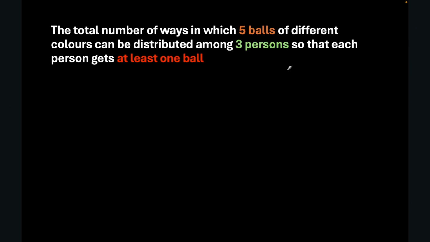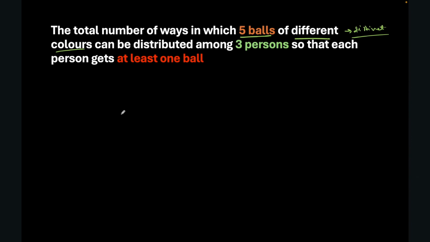Okay, so the final question for today is the total number of ways in which 5 basketballs of different colors, so again we know that they're distinct, can be distributed amongst 3 persons so that each person gets at least 1 ball. It's very similar to what we previously did. Pause the video, give it a shot, and come back.